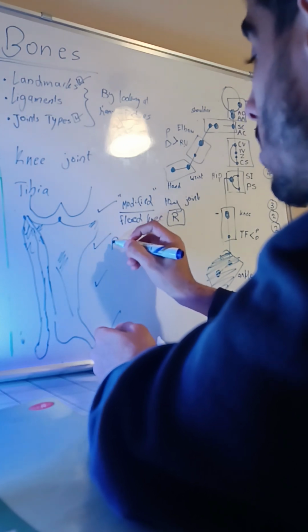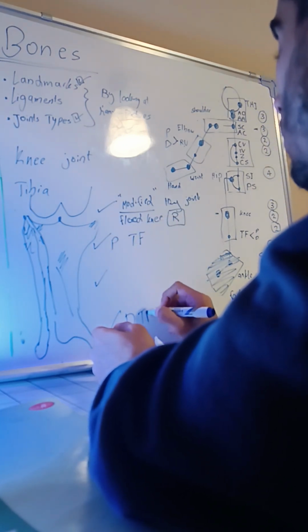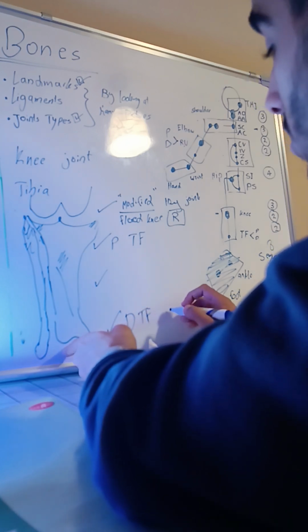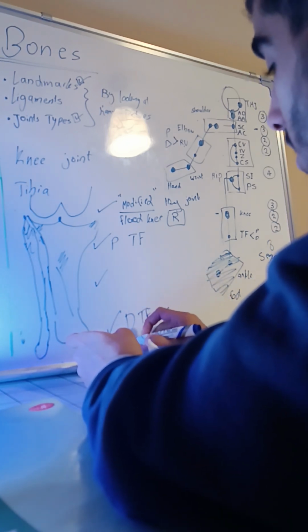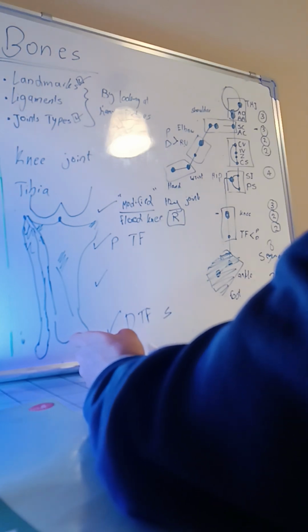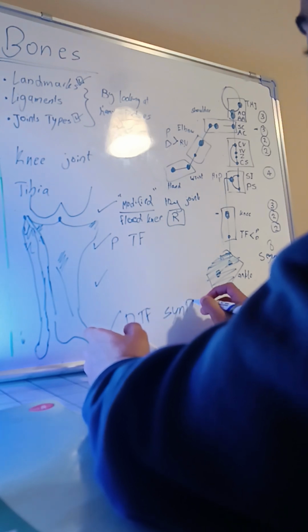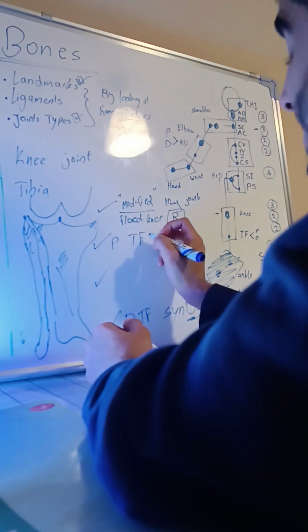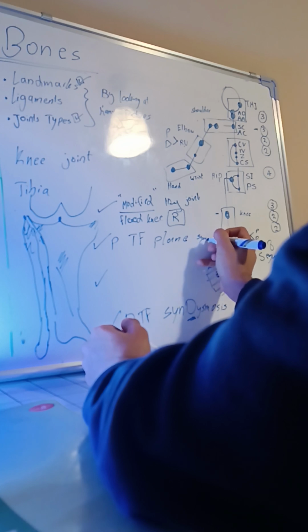For the second, we have the proximal tibiofibular joint and distal tibiofibular joint. Here it's very strong. So it's syndesmosis here. Distal. So distally it is syndesmosis. Distal with the D, it's syndesmosis. So the distal tibiofibular, it's syndesmosis, but the proximal is the plain synovial.